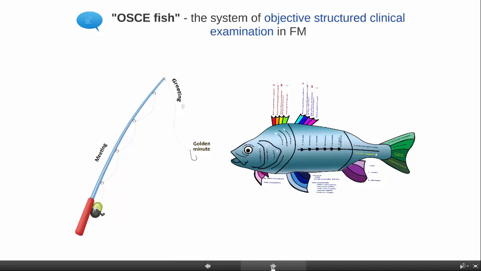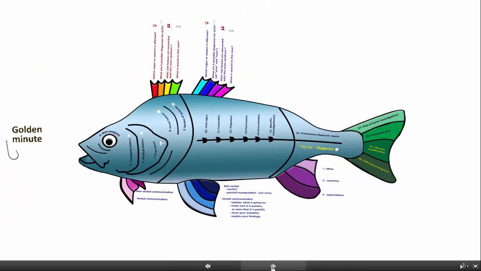This fish will definitely remind you of the strict algorithm: how to take a proper history, which is the head of the fish; to make a proper physical exam, which is the body of the fish; and to take a tail, which is the proper diagnosis or preliminary diagnosis.